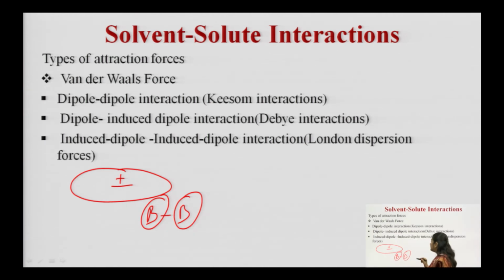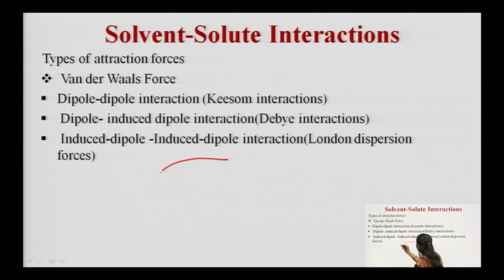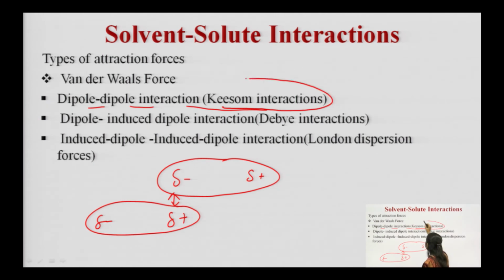Okay. Now, the polar molecules are known as permanent dipoles, the ones which have permanent dipoles. Now, the attraction force which exists between two permanent dipoles is known as dipole-dipole interaction, and it is also called Keesom interaction.